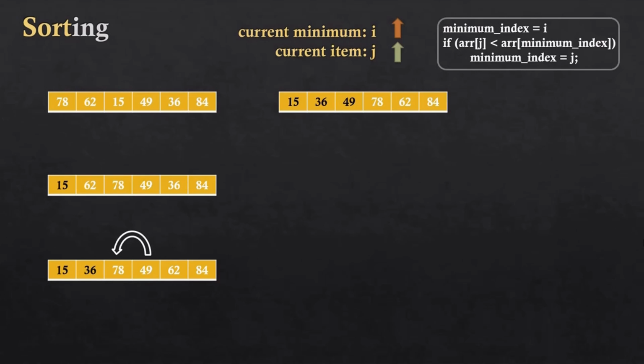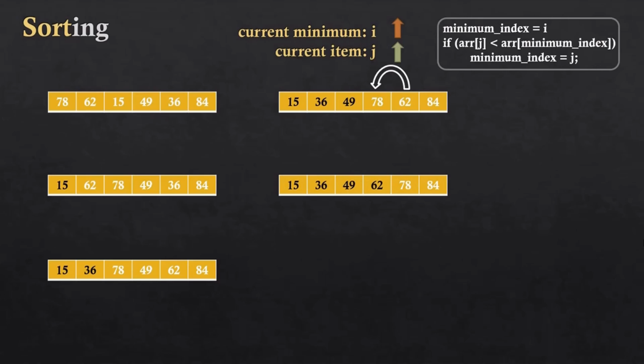This time the current minimum and current item will start from the third index. Current item will move forward until it finds the minimum. Current item is smaller, so current minimum will be updated. Current item will move forward. 62 is smaller in this iteration, so it will be swapped with the third index.